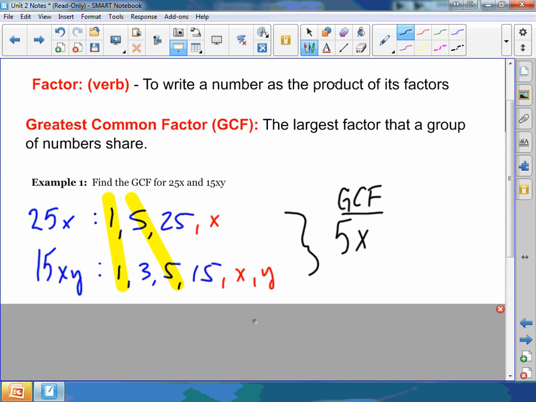The other way, does anybody have a different way of finding GCF? Anybody use like the prime factorization method to do this? You do, Andrew? Can you explain what that looks like?